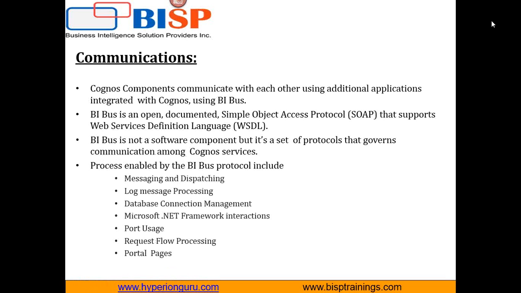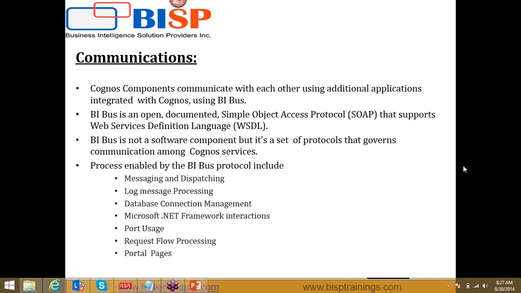There are different components of Cognos. We say there are Report Studio, Cognos Connection, and different services, relational layer, log services and all. So how are all these services and components of Cognos communicating with each other? How does a particular component know what it actually needs to do? All these things are done using the BI bus.